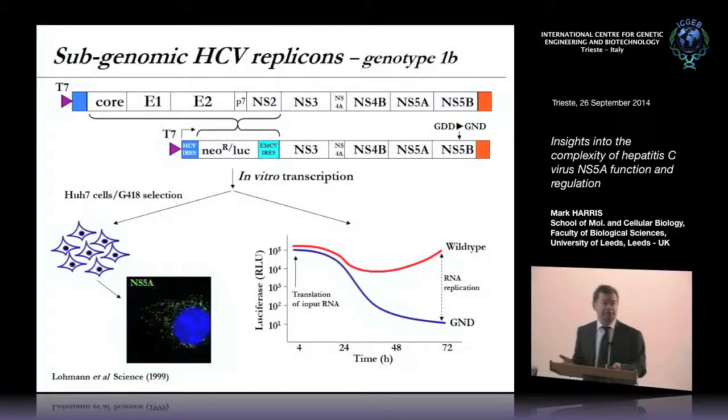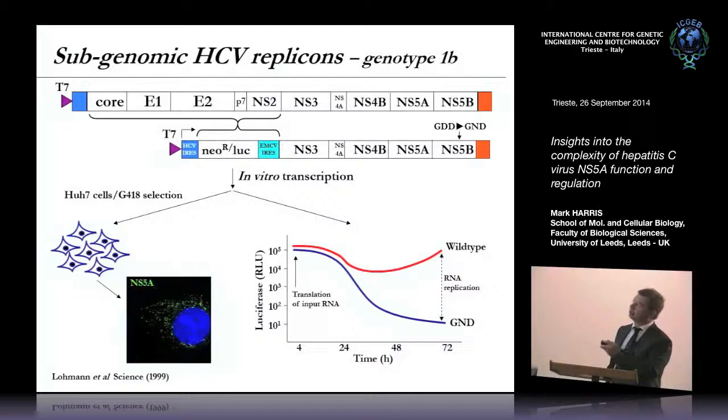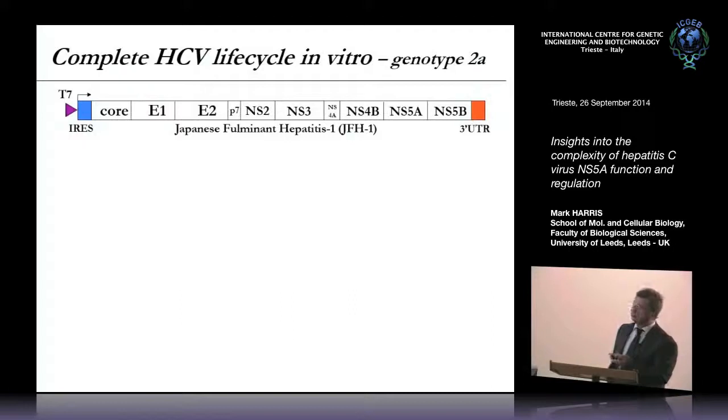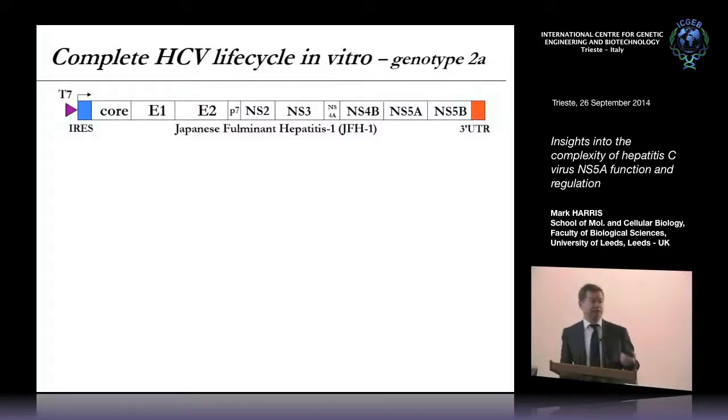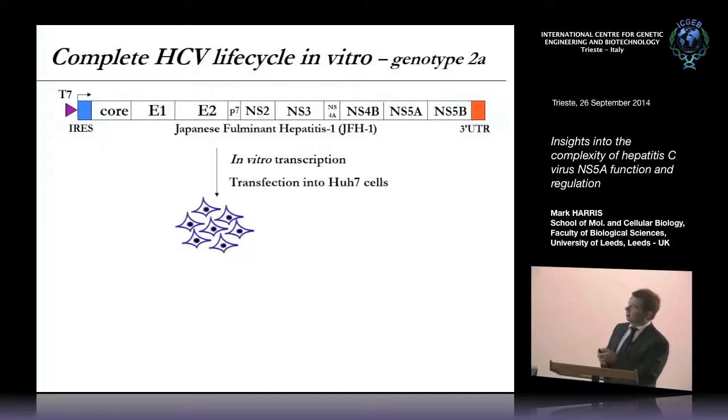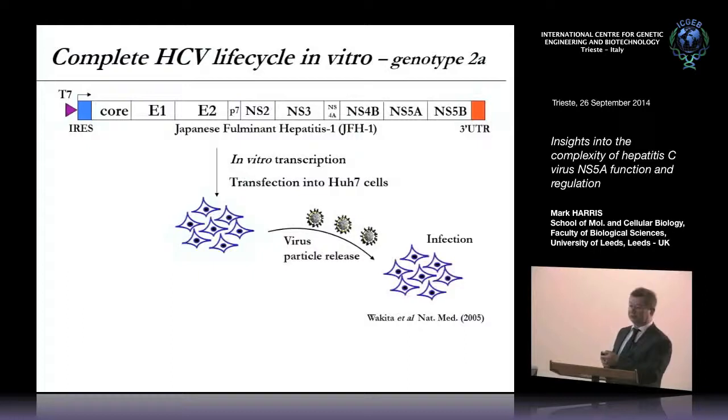So this has been a great system for understanding how this virus works at the molecular level, but it's missing quite a lot. It's missing all of these structural proteins and NS2, so it doesn't make virus particles. And then in 2005, Takaji Wakita, who was in Tokyo, identified a clone of the virus which would actually replicate fully in tissue culture. This came from a patient with fulminant hepatitis, a very aggressive, rapid-onset hepatitis. The virus that he isolated from that patient, called JFH1, in this case an in vitro transcript of the full-length genome transfected into Huh7 cells, produces virus particles.